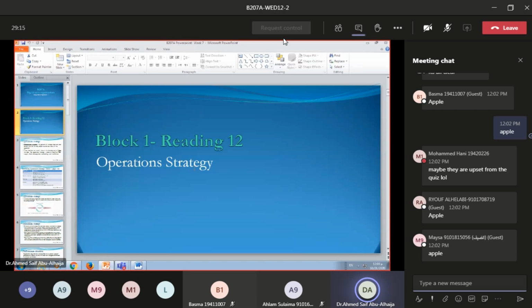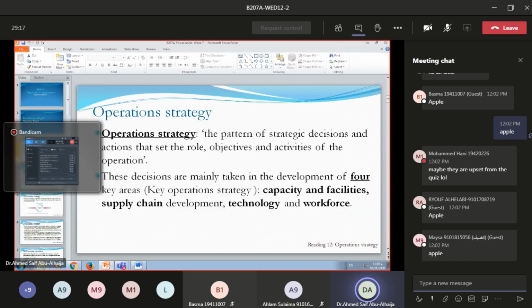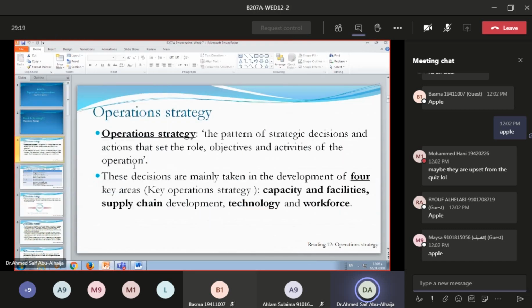This is the second part, right? Because we have already discussed operation management. In this case, let's first define the operation strategy that we are going to talk about today. It's a pattern of strategic decisions and actions that set what? Set the role first, objectives second, and activities of the operation.